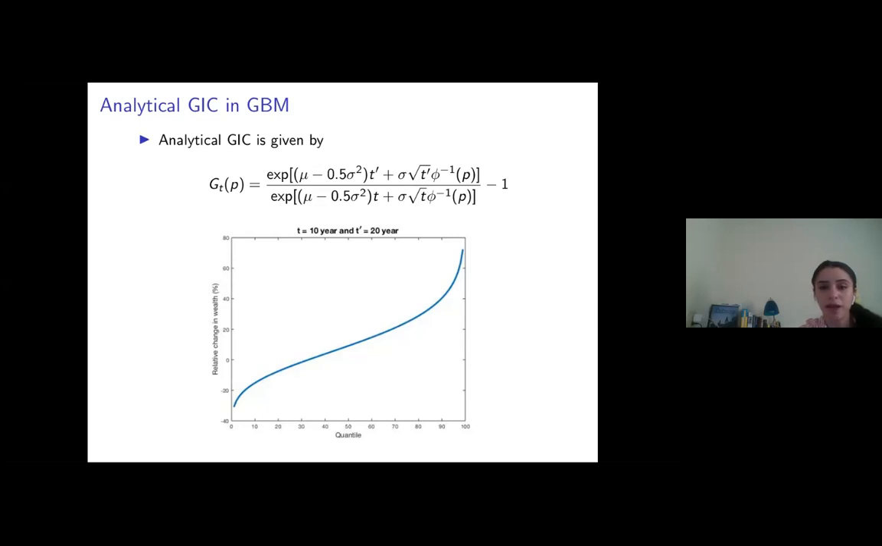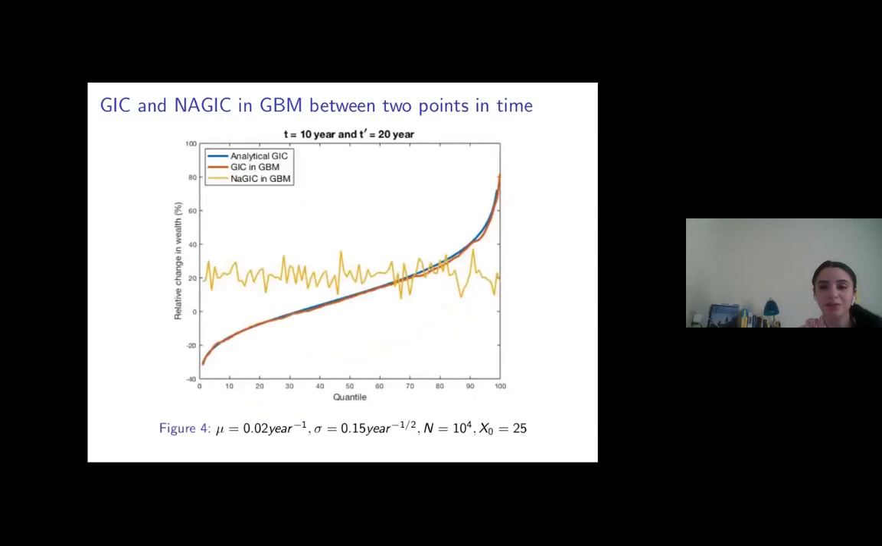As you can see, we have mu and sigma, and we have taken these parameters from the papers of our supervisor, where they were estimated from real data. If you specify the beginning and the end of the time, this becomes a function of p, and we can plot that. Also, Phi inverse of p is the inverse quantile, the quantile of the standard normal. Once we plot, we have this graph of the analytical GIC in GBM. I would like you to observe that the GIC is increasing. Let's keep this in mind.